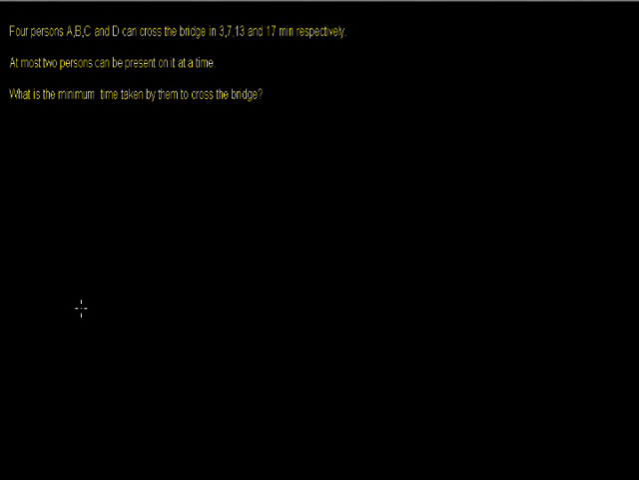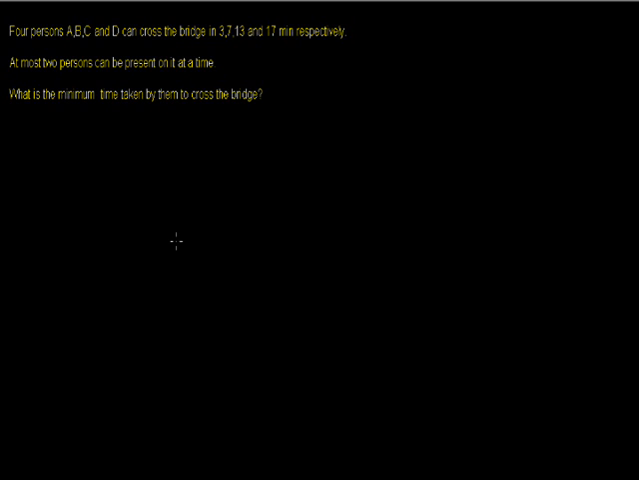So here I bring you another brain teaser. In this brain teaser, you have to get 4 people, A, B, C and D, across a bridge. They have different speeds: A takes 3 minutes to cross the bridge, B takes 7 minutes, C takes 13 minutes and D takes 17 minutes. The bridge is a little rickety, so at a time a maximum of 2 people can be present on it.